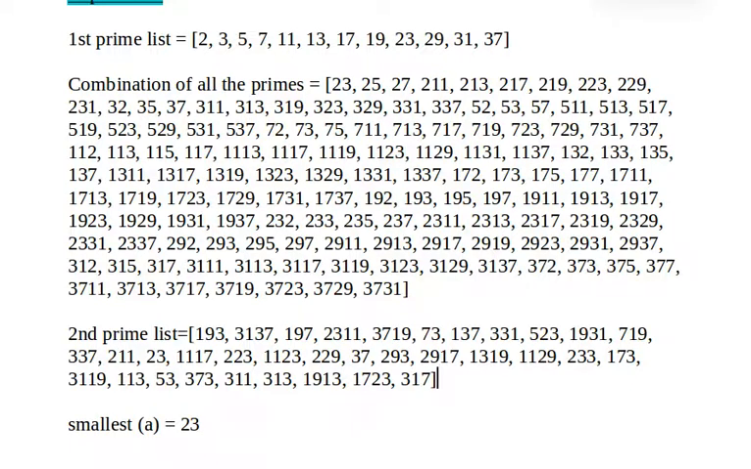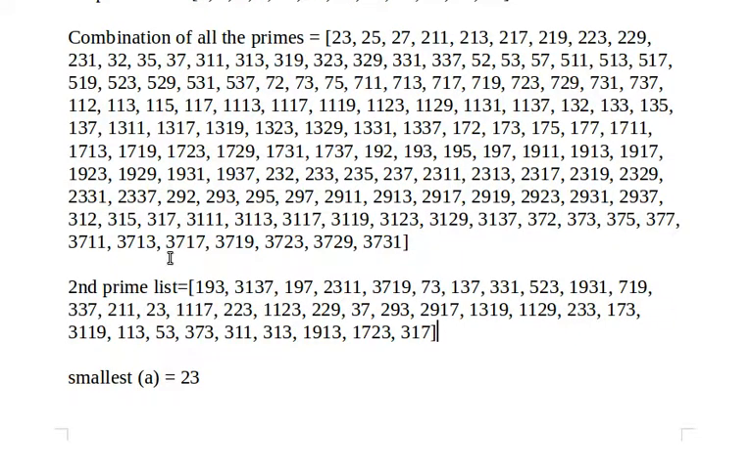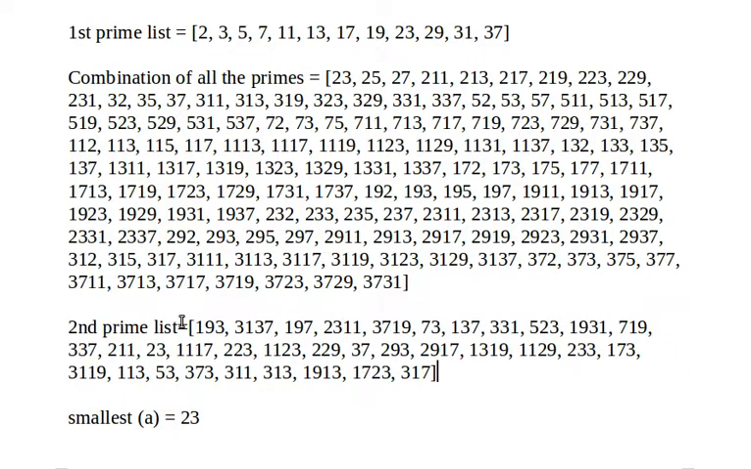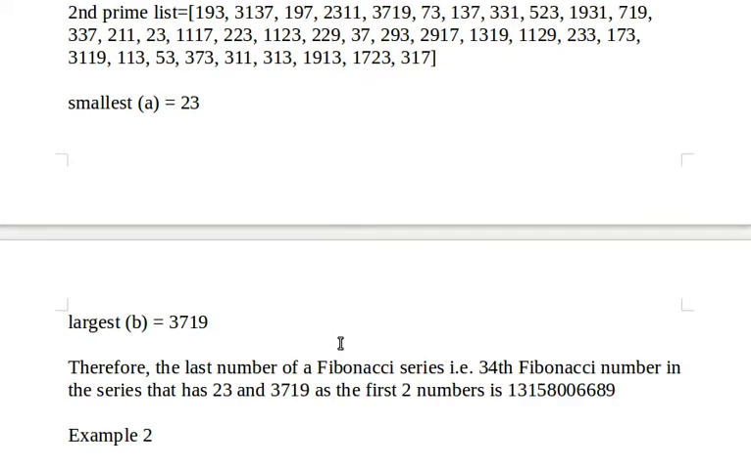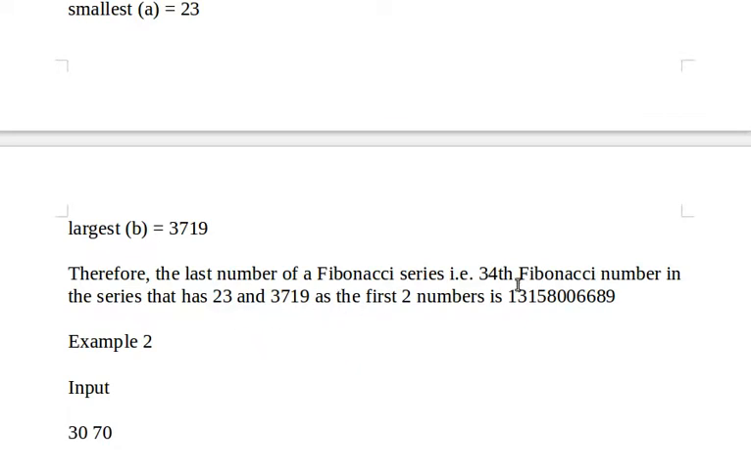So please be clear. And again we need to count the number of elements that are prime, that is the length of the second prime list. Therefore for the last Fibonacci series, here the length is 34, so the 34th term of the Fibonacci series that has 23 and 3719 as the first two numbers is the result as given, 1 3 1 5 8 and so on till 9. So it's very clear, and we can directly go into writing the code.